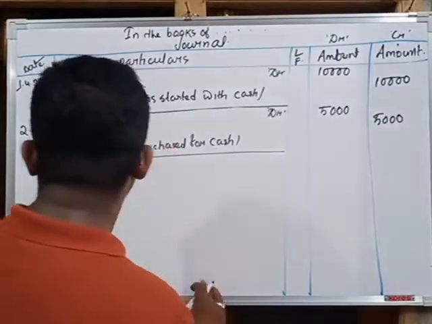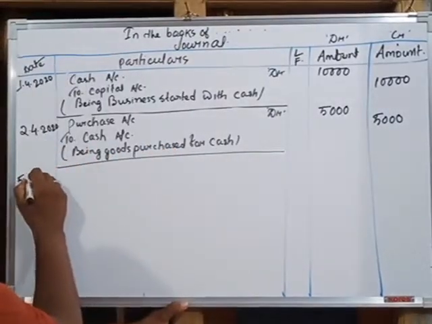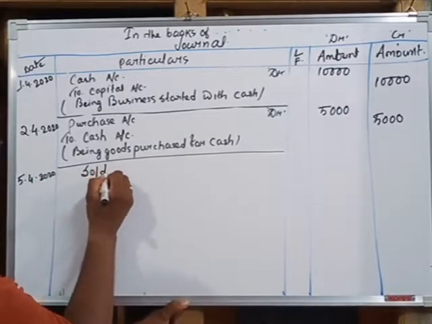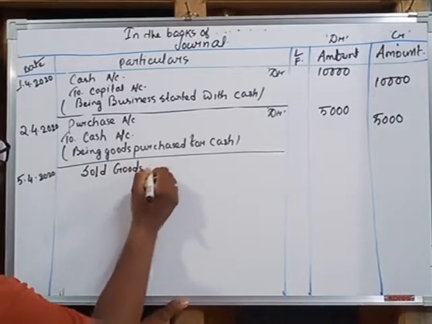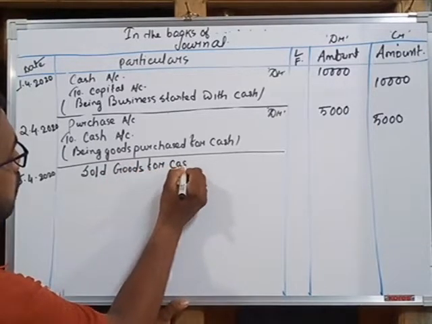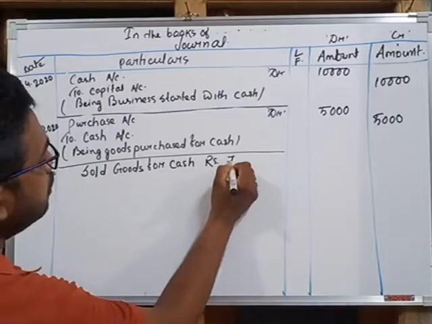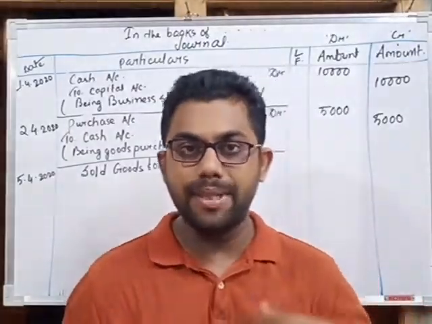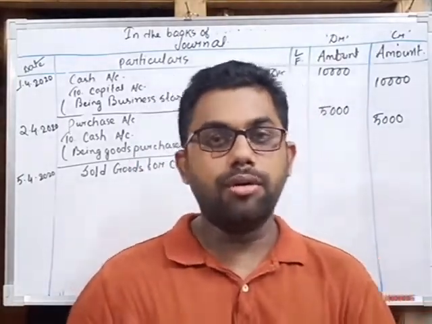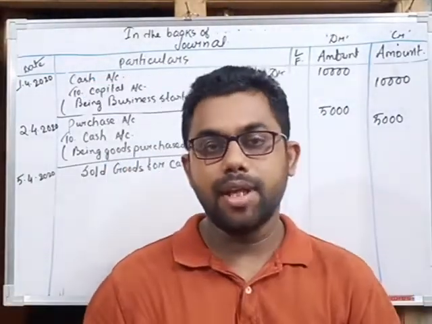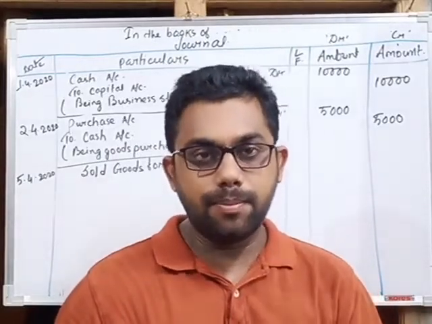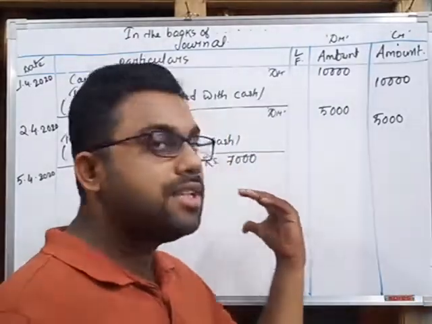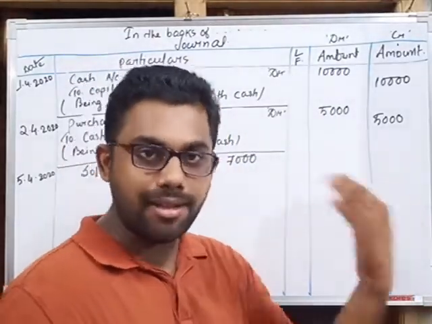Next transaction on 5 April 2020: sold goods for cash rupees 7,000. So in the earlier transaction the business purchased goods, and we know the definition of business is the buying and selling of goods and services. So if the business purchases goods, that means it will sell the goods in future.